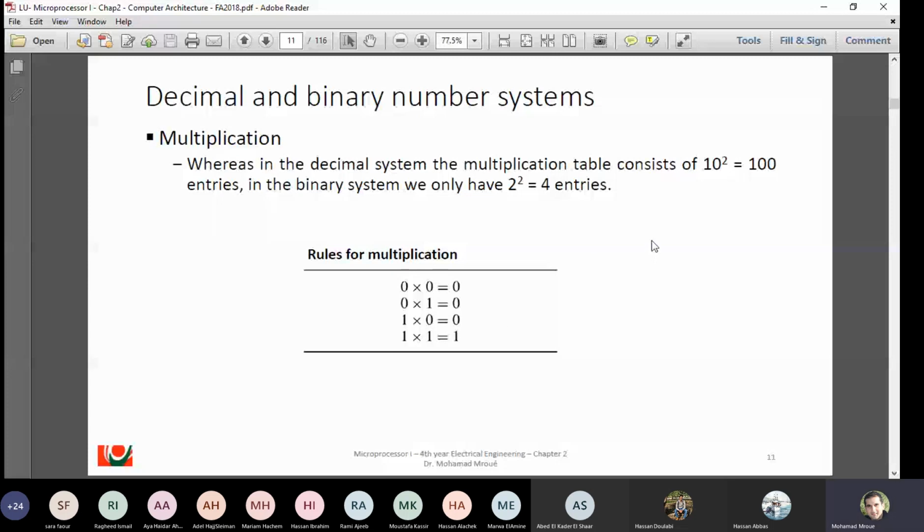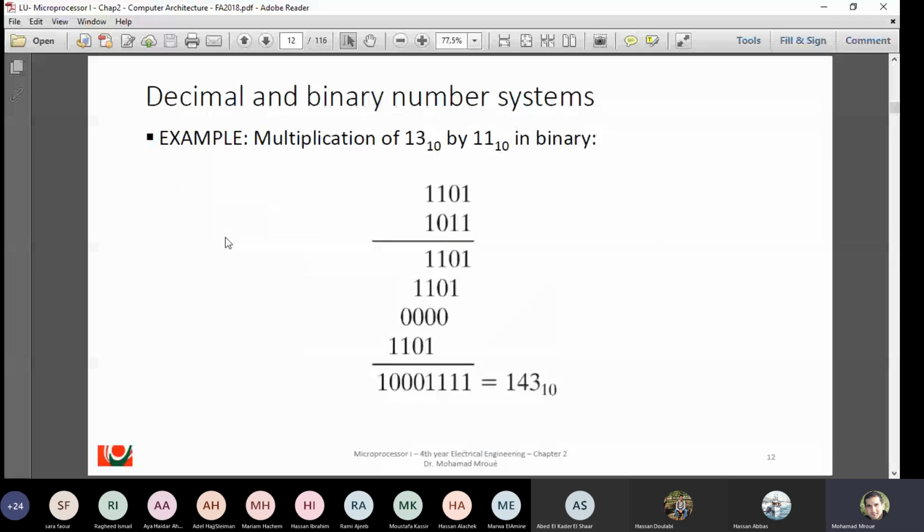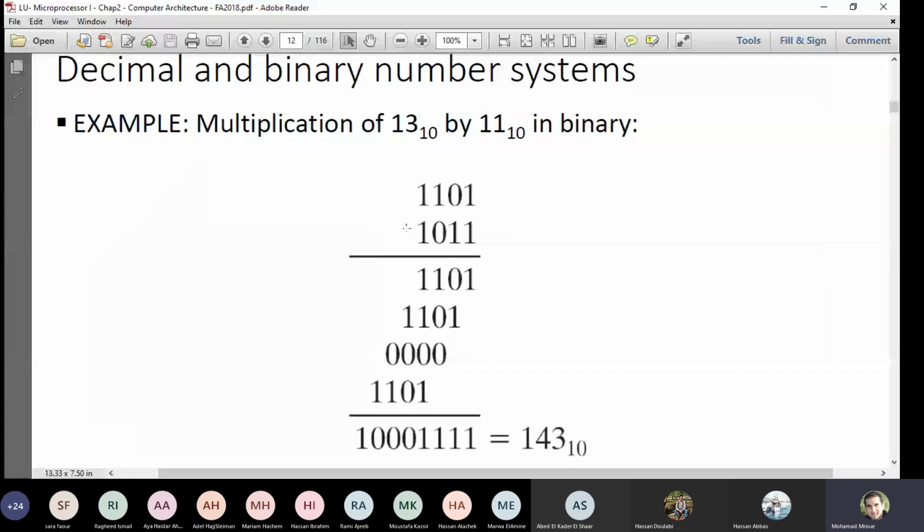So of course here I'm not talking about multiplication of two binary numbers. I'm talking here about multiplying just bits. Okay. Now, example now of multiplication of two binary numbers. Let's say we take here the equivalent of 13, which is 1 1 0 1, and the equivalent of 11, which is 1 0 1 1.